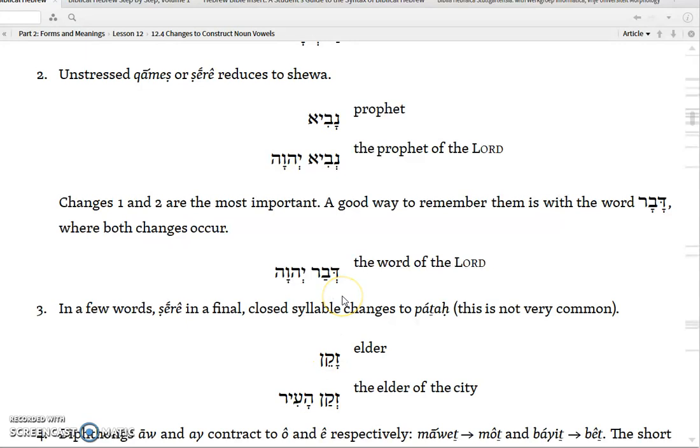And then same thing with the word davar. You're going to actually get two changes. So here you have two different kamatz, one in an open syllable and one in a closed syllable. And so when you change davar to davar Adonai, the word of the Lord, the first kamatz will reduce to shava because the accent has shifted downstream and it's become propretonic. The second kamatz will become a patah according to the rule that kamatz in a closed syllable will shorten from a long A to a short A, a patah.